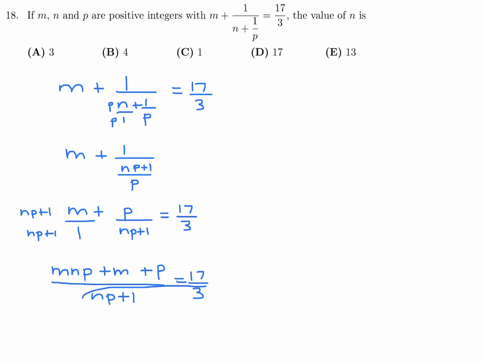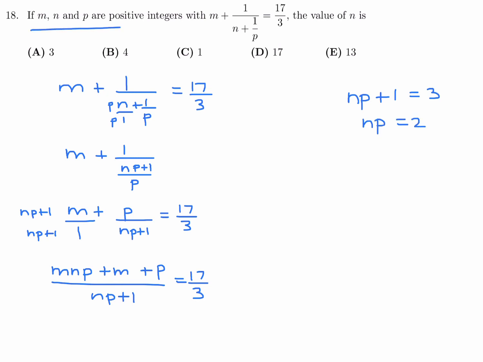First, let's concentrate just on the denominator. 17 over 3 is in lowest terms because those are both prime, I believe. Correct me if I'm wrong. So that means that np plus 1 must be equal to 3. Okay. That means np is equal to 2.